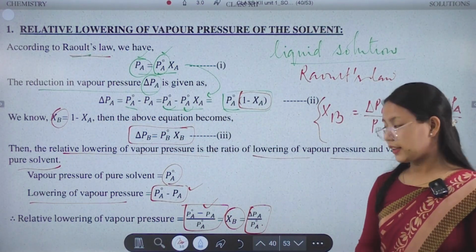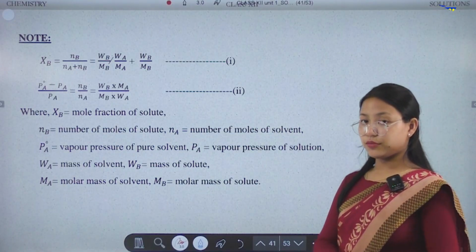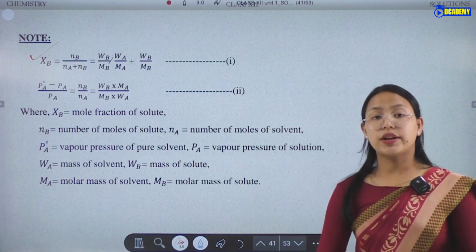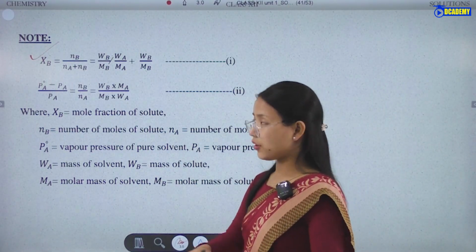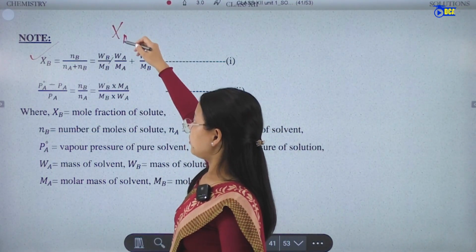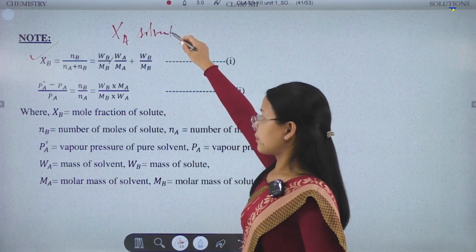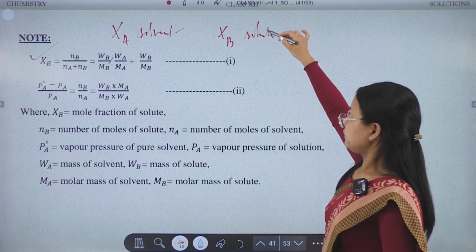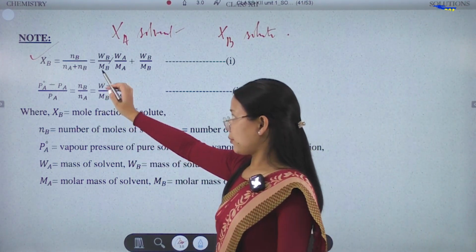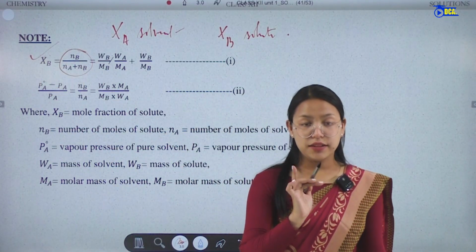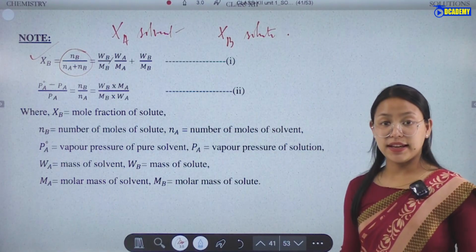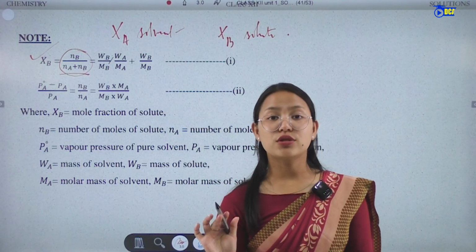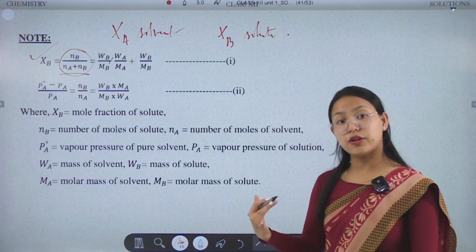All right. Now in the next slide we see that XB is the mole fraction of component B, that is the solute, while XA is for the solvent. So here XB is Nb divided by Na plus Nb. This is the formula to find the mole fraction: number of moles of B divided by number of moles of A plus number of moles of B.